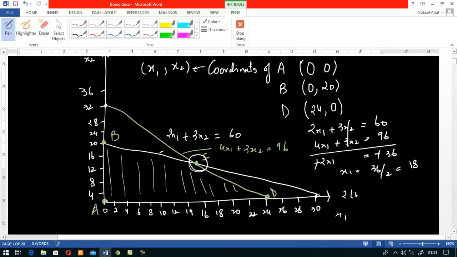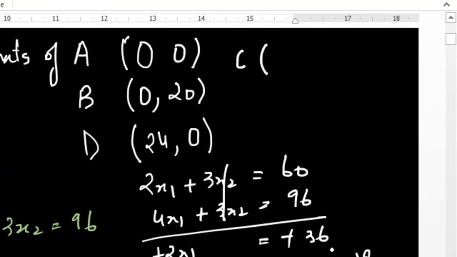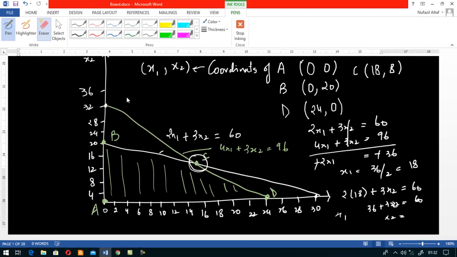So this is going to be 2 into 18 plus 3x2, which is equal to 60. So overall I'm going to get 36 plus 3x2 is equal to 60. So you can solve for x2, it is going to be equal to 8. So the coordinates of C are x1 is 18 and x2 is 8. So I got coordinates of A, B, C and D. Now I can find a solution. So I'm going to write it and then I'm going to find a solution for you.